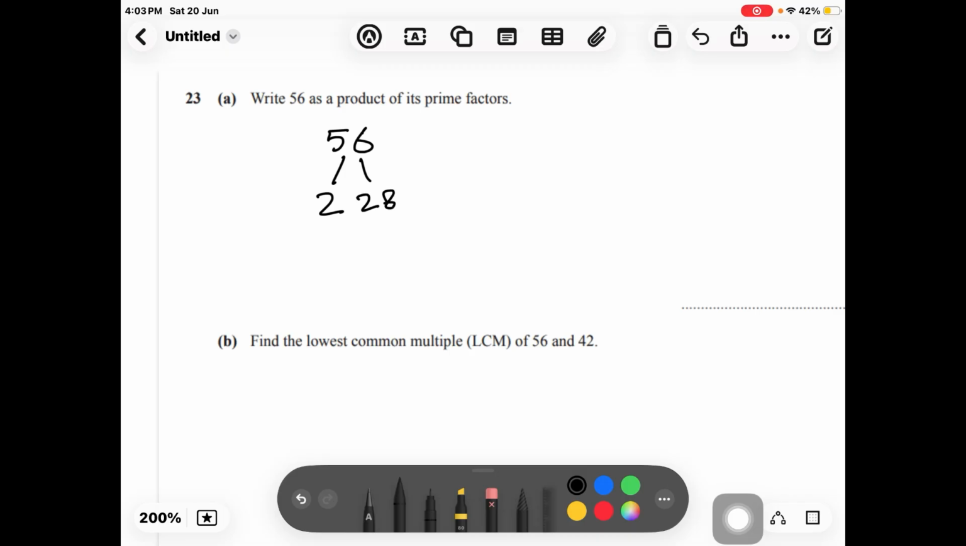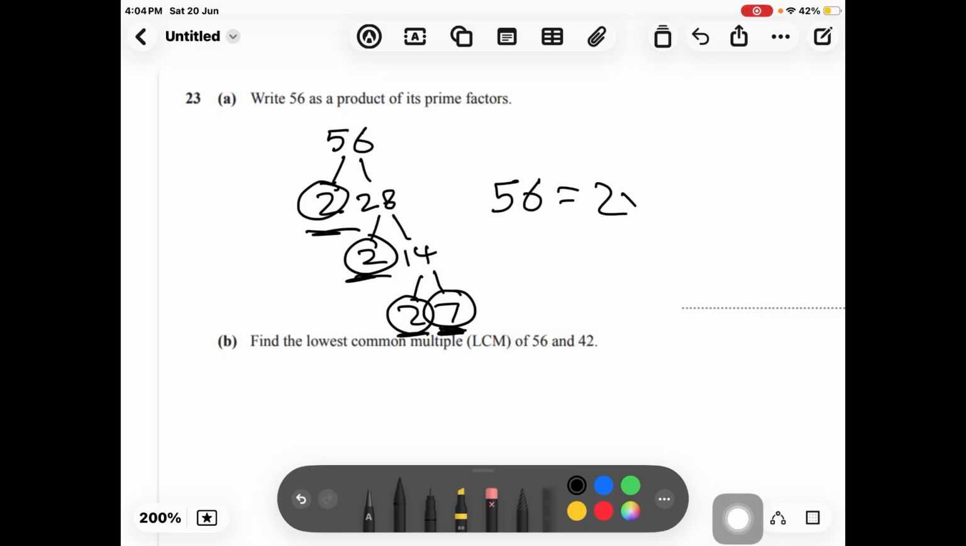And then again, this can be divided by 2. So we divide by 2, 14. Again, 14 can be divided by 2. So it's going to be 2 and 7. And then 7 is a prime number. So we've already gotten 56 as a product of its prime factors, and those prime factors are 7, 2, 2, and 2. It's preferable to circle the prime factors so that you don't get confused. So 56 as a product of prime factors would be 2 times 2 times 2 times 7.